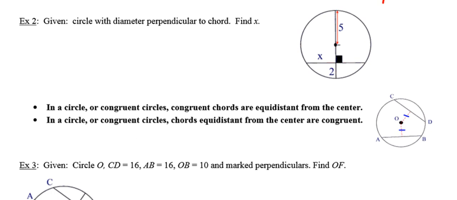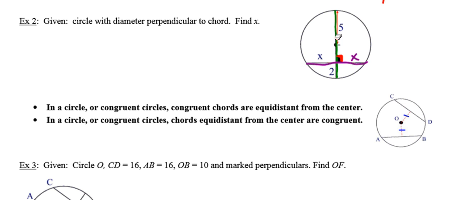Number 2 says, given the circle with the diameter that's perpendicular to the chord, solve for x. So my diameter is represented by the green segment. My chord is represented by the purple. Because of that right angle, I know that that diameter has to bisect the purple chord, making the other piece of this purple chord also equal to x.